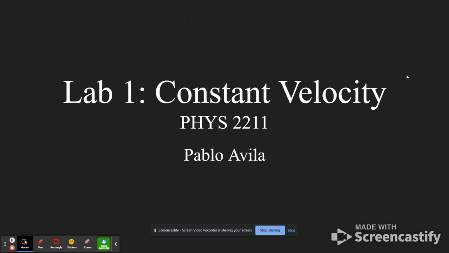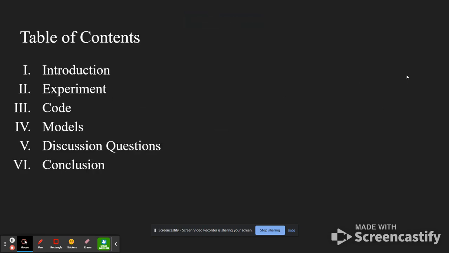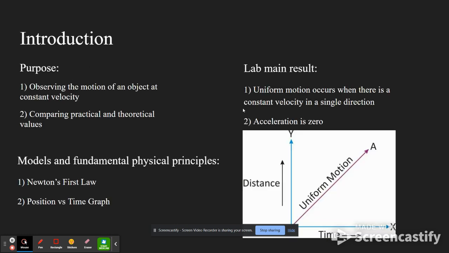Lab 1: constant velocity. In today's video, I'll introduce the main concepts of the lab, the experiment, code, models, discussion questions, and I'll wrap up the video with a conclusion. The main purpose of the lab is to observe the motion of an object at constant velocity and compare the practical results to the theoretical values, which will be shown later in the code.